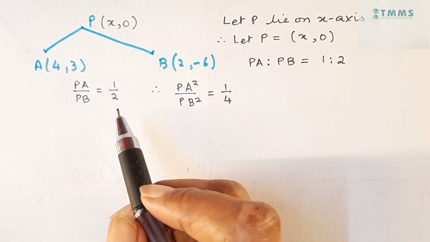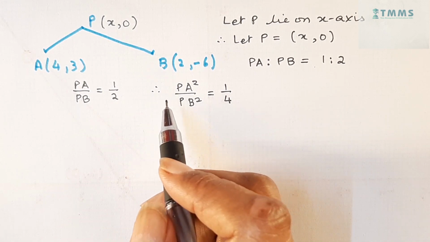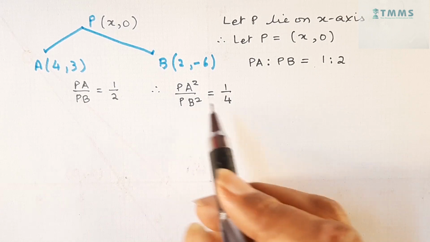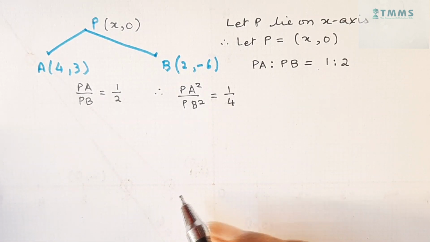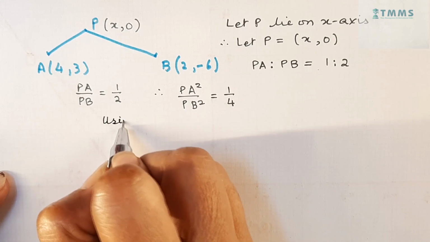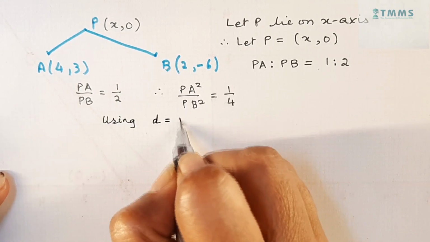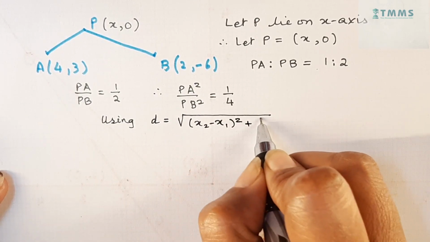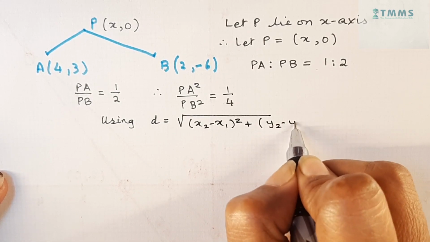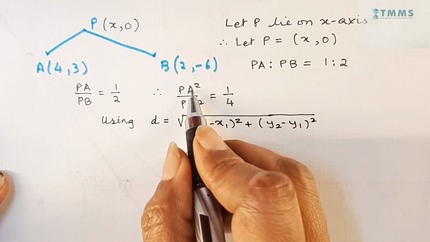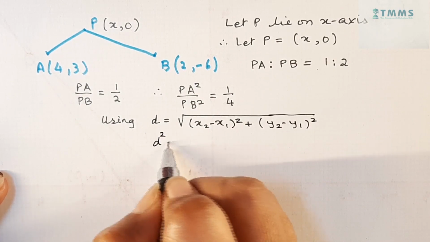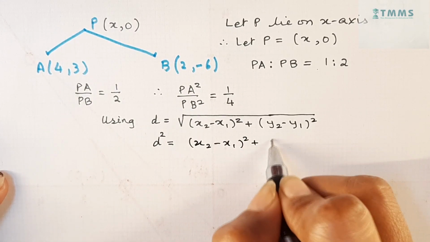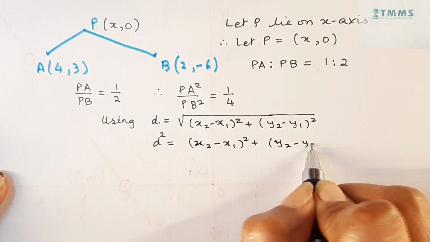Tip number 3 is if a point is dividing the line segment in a ratio or the ratios of distances are given, then what we have to do is we have to square this so that it becomes easier for us. So we are going to write using distance is equal to under root (x2 minus x1) whole square, look very carefully, and here plus (y2 minus y1) whole square. But we are going to get the square. So we'll use d square is equal to (x2 minus x1) whole square plus (y2 minus y1) whole square.